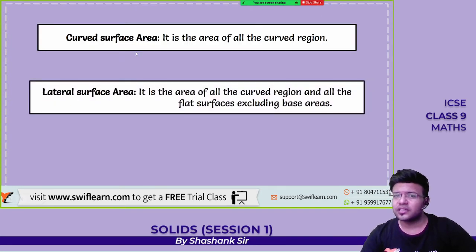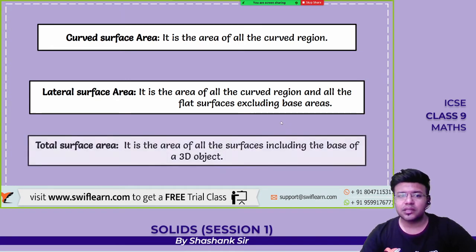Yes, curved surface area is the area of all the curved regions. Lateral surface area is the area of all the curved regions and flat surfaces existing at the bases. And total surface area, okay, is the area of the surface including the bases and the curved surface. Okay, so yes.